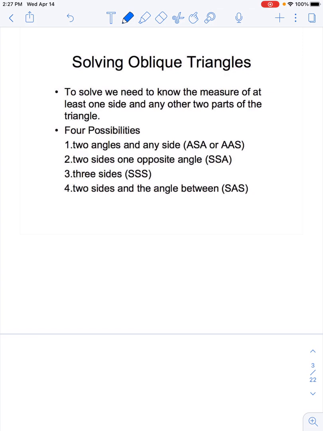You might remember these theorems from geometry when proving two triangles are congruent. The only one that doesn't work when proving two triangles are congruent is SSA, when we're given two sides and one angle opposite. That's the tricky one, because there could possibly be two triangles.